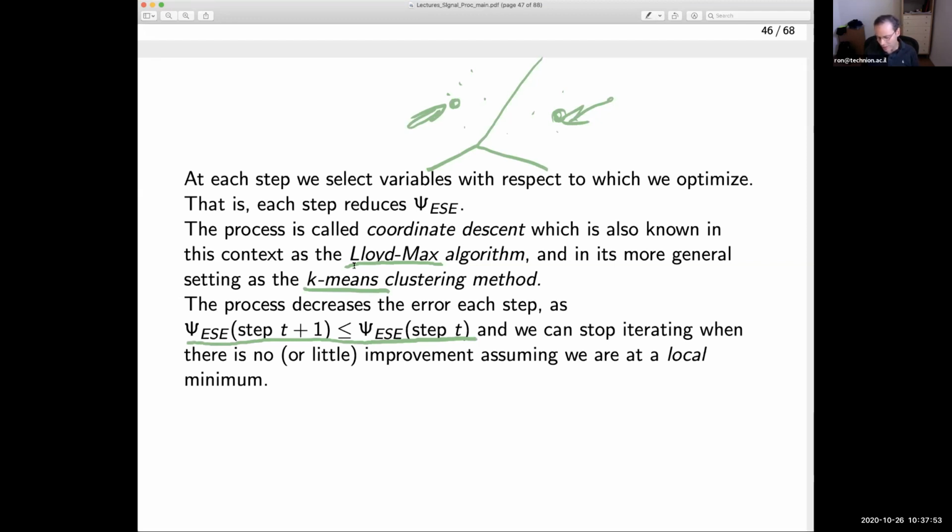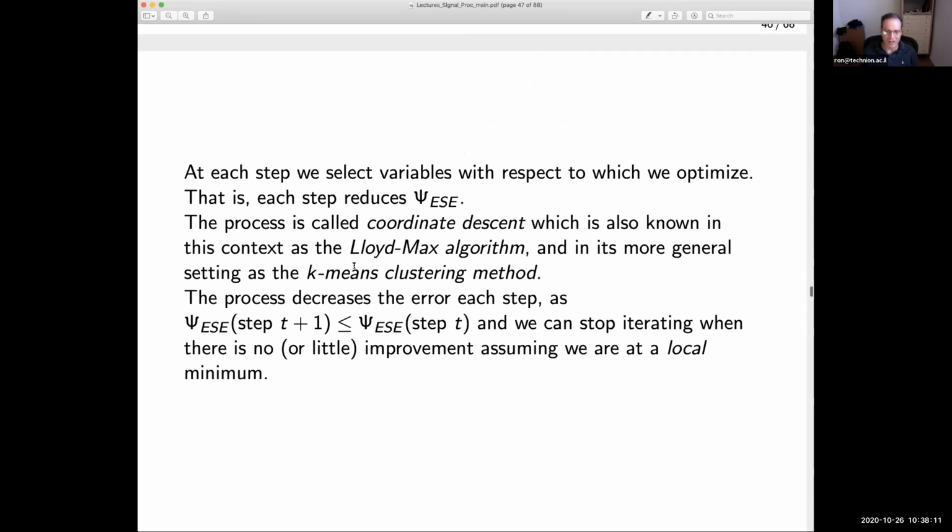And when do we stop? We stop when there is no or little improvement, assuming we are at a local minimum. So remember, the K-means algorithm, the Max-Lloyd algorithm, I didn't prove to you that it converges to a global minimum, but it is easy to see that you minimize your function each and every iteration.